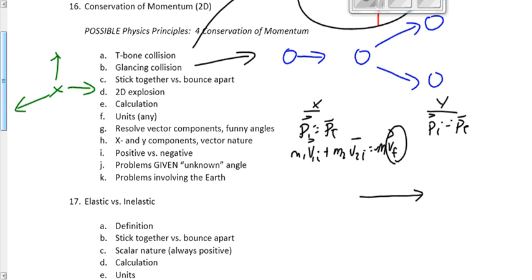And then do the Pythagorean theorem. Simple as that. Sometimes, especially in these glancing collisions here, we got a funny angle. What do we do if we have a funny angle? Matt, what do we do if we have a funny angle? Yeah, we don't like funny angles, right? So we get rid of the funny angles.